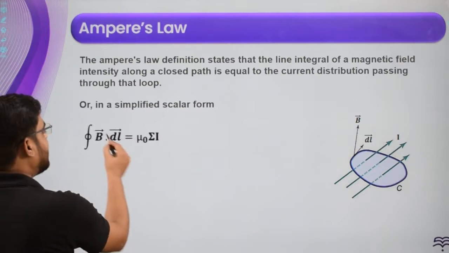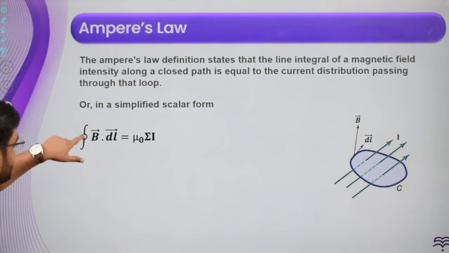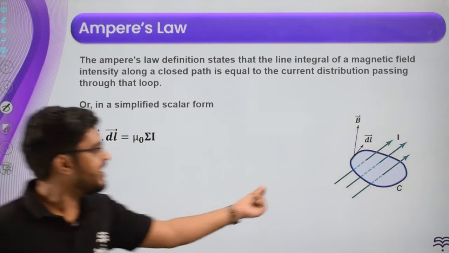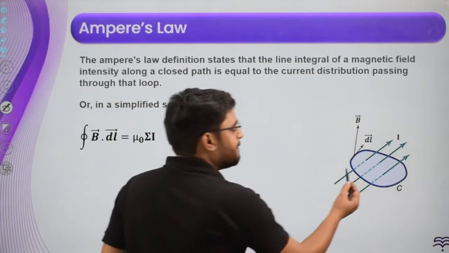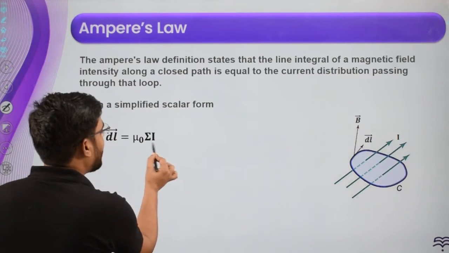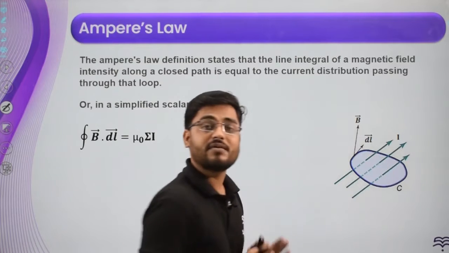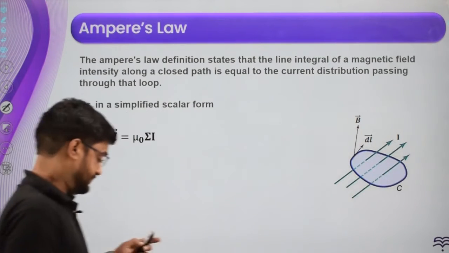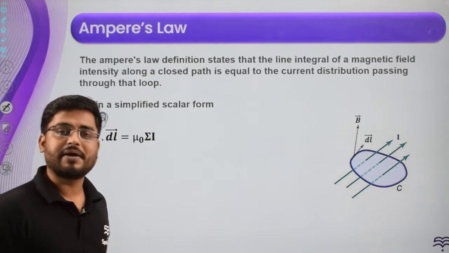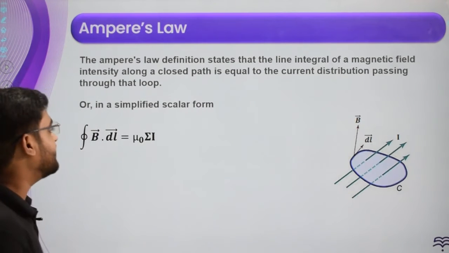The integral sign on B dot dl indicates that it is around the complete loop. So the integral of B dot dl is mu naught times the sum of all the currents, the algebraic sum of all the currents passing through this Amperian loop. Once we do some applications of it, we will understand it in a better manner.